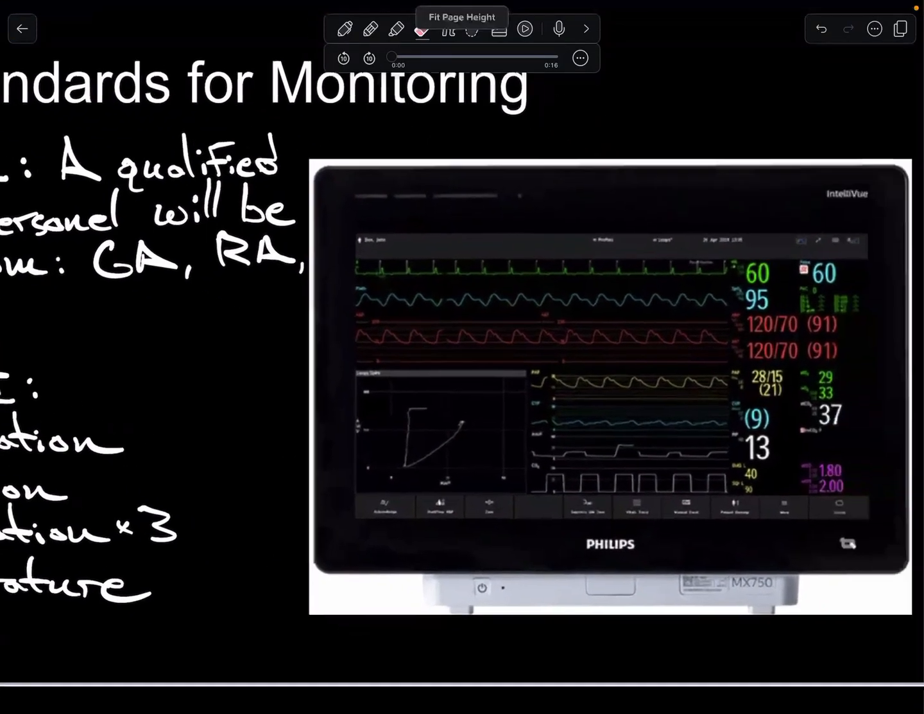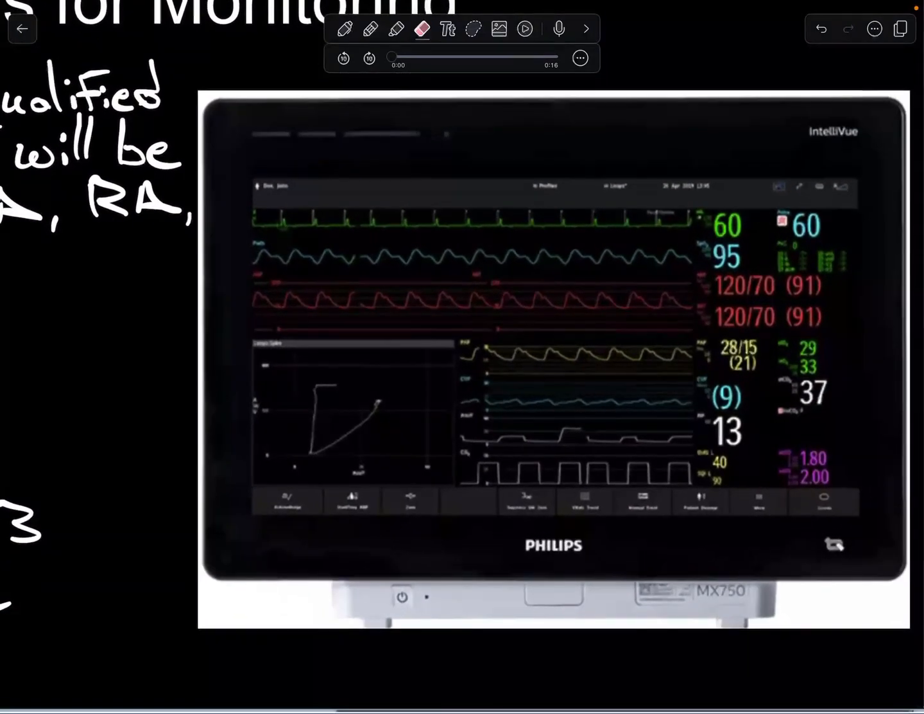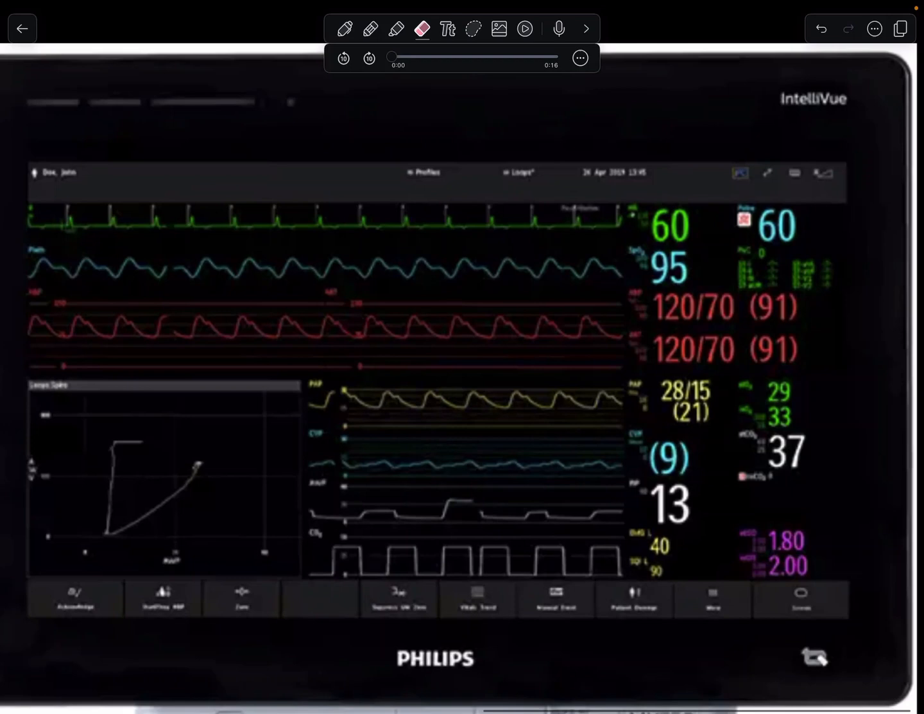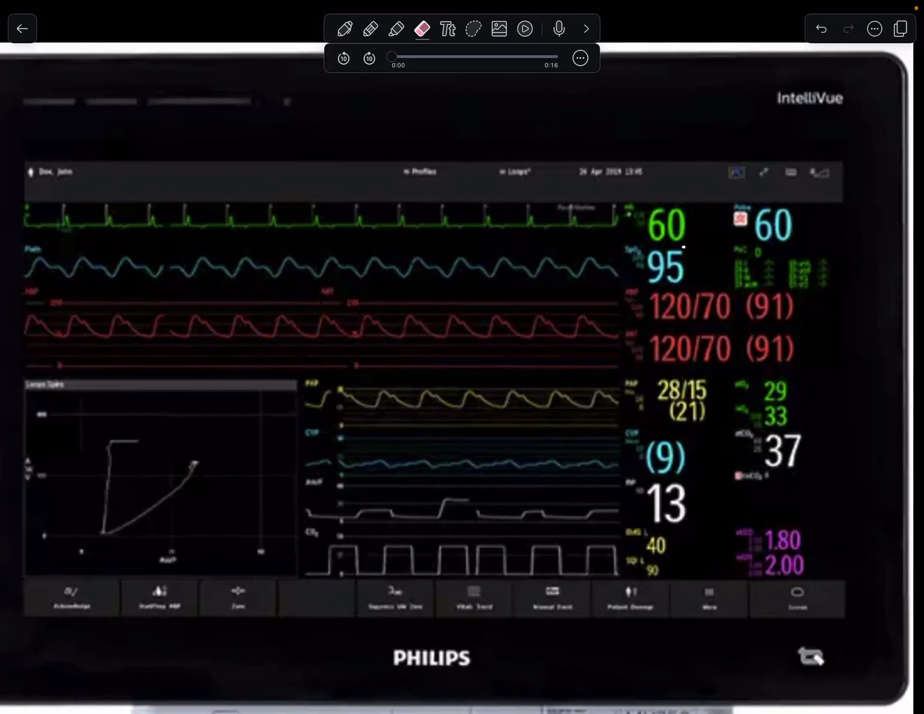So on the right here, we have an image of a Philips monitor. This sort of monitor is very common in both the Sioux Falls and in the Rapid City operating rooms. So just to hit on a couple of the high points of what we're seeing here. So this 60 in the top left in green, that's a heart rate that's derived from the EKG. The 95, that's your SpO2 level coming from your pulse oximeter right here.